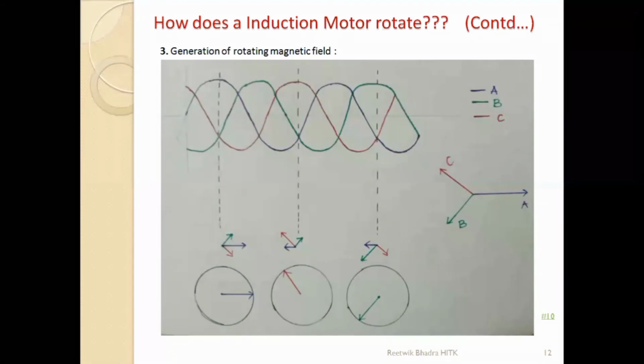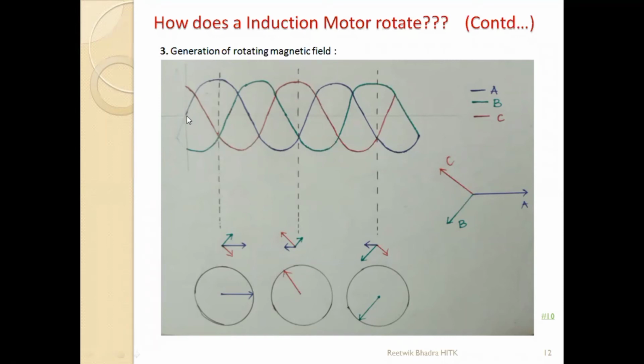Now, rotating magnetic field. I have given a 3-phase supply. See, first A phase is starting from 0, the A phase blue line. It should be V at an angle 0, starting from 0. Okay. B phase at 120 degree apart, from here to here, 120 degree.